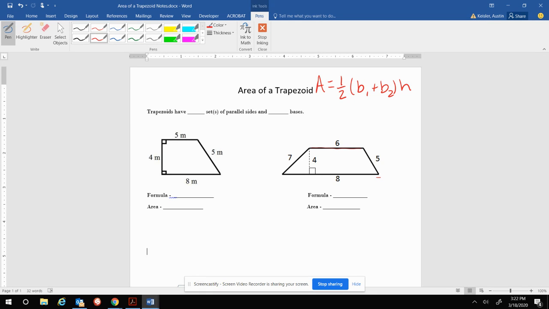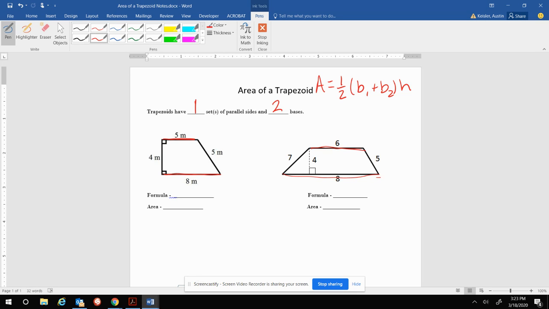To identify trapezoids, the most important thing is to remember that they have one set of parallel sides, or one set of sides that's never going to touch, and they have two bases. Like if I look at these first two trapezoids, these two sides are never going to touch. Those are parallel, which means they're also my two bases for my trapezoid. And on the second one, these two sides are never going to touch. Those are parallel, so that means they're also the two bases.